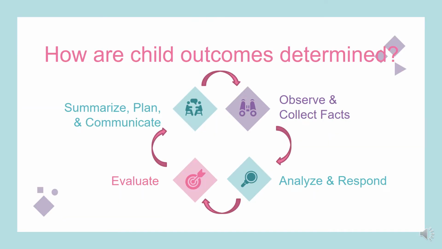When we participate in child progress monitoring, we're using the child progress monitoring cycle. So this looks like beginning with observing and collecting facts. You observe the children in your classroom, you take anecdotal notes, you take photos, you take videos, or you take photos or scan work samples. And then you're going to analyze and respond to this evidence. So you need to look at it and determine, is this quality evidence? Does this tell me what a child in my classroom can do?